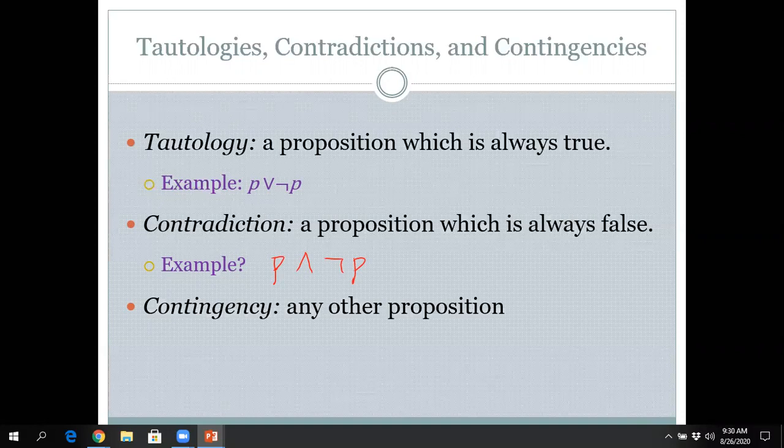A contingency is any other proposition, a proposition whose truth value is contingent upon the truth values of the things involved. Okay, so that's a nice little term to think about.